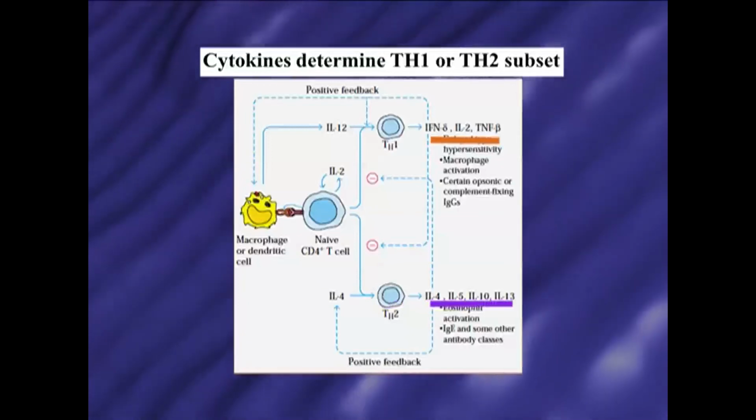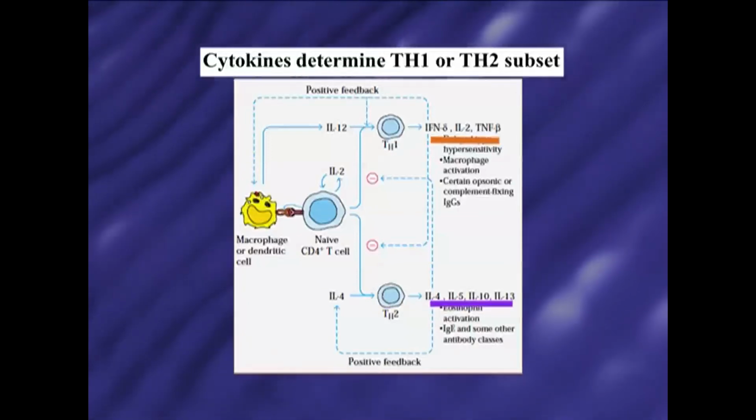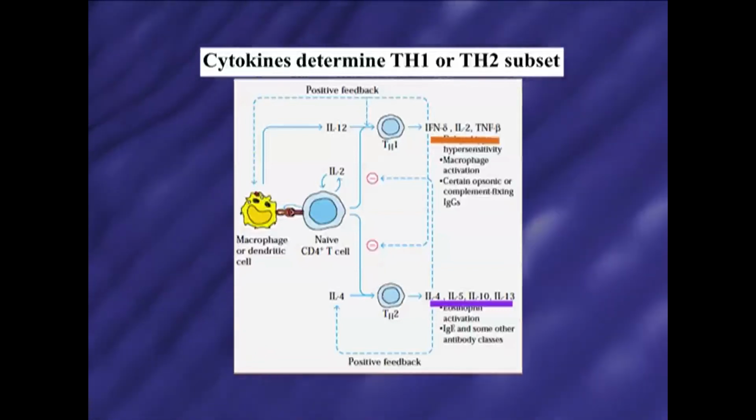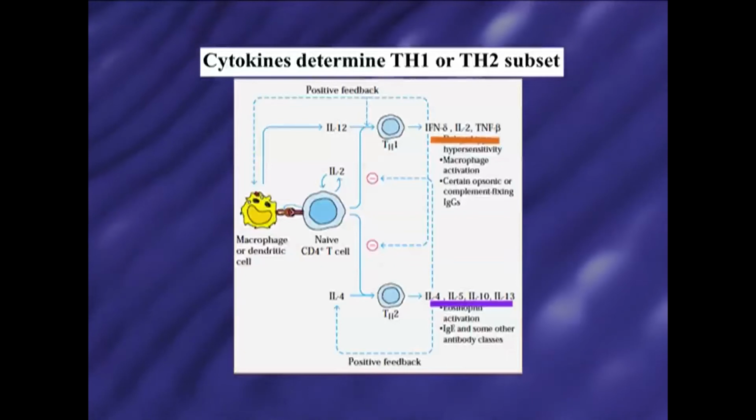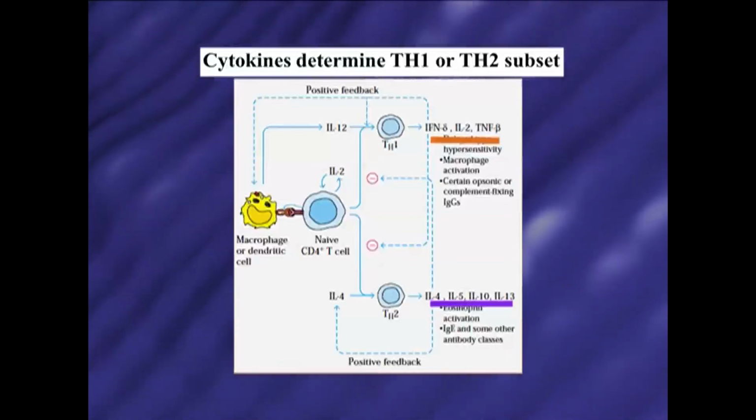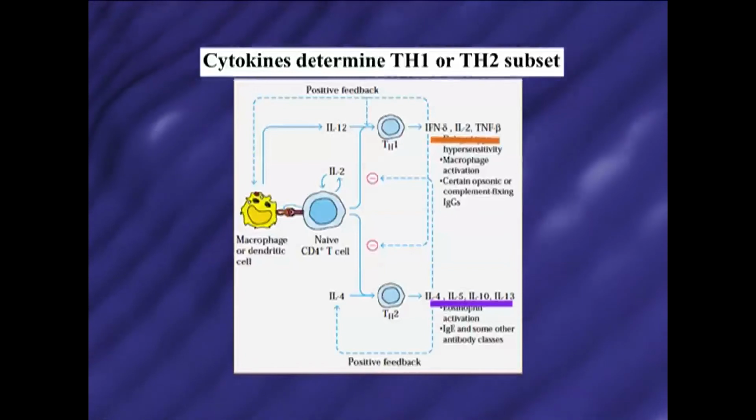And they have different actions. Th1 subtype T helper cells are required for the cell mediated immune response. They are responsible for delayed type hypersensitivity, also for macrophage activation and complement activation, whereas the Th2 subtype is responsible for mediating humoral immune response and also for eosinophil activation, which acts in case of parasitic infection. Now, the cytokine secreted from one subtype activates the proliferation of that subtype, and at the same time they inhibit the proliferation of the other subtype.